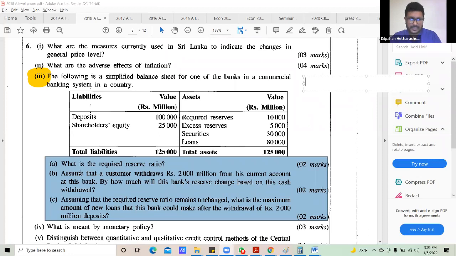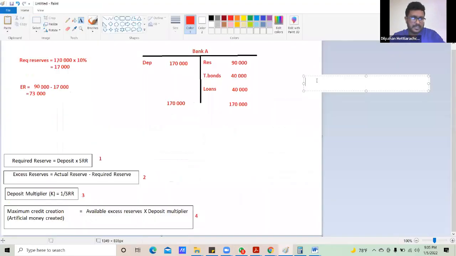Right. So what's the first question? Required reserves. So we have to use our first equation. What is the first equation? Required reserve equals deposits into SRR.